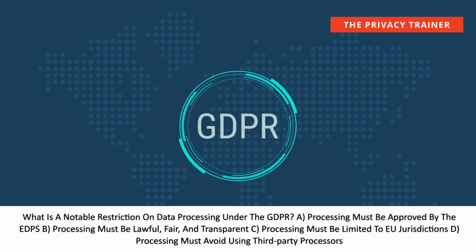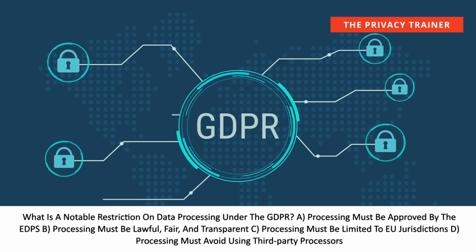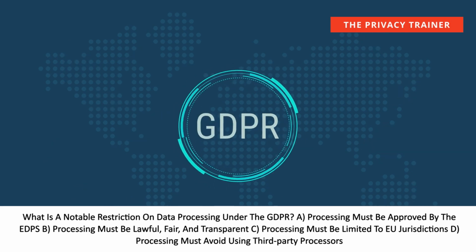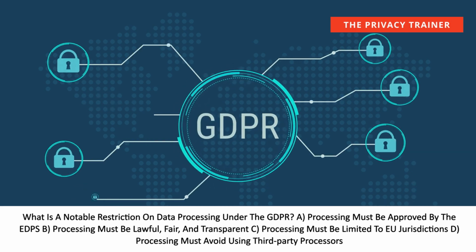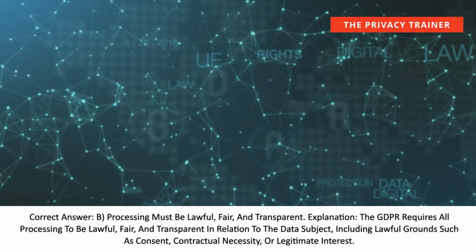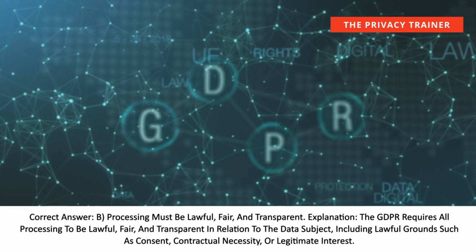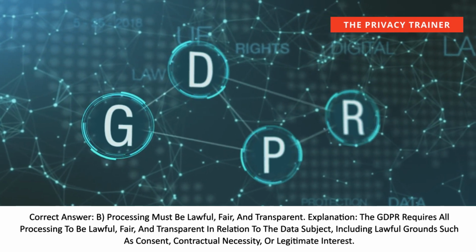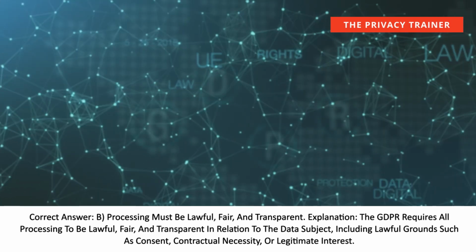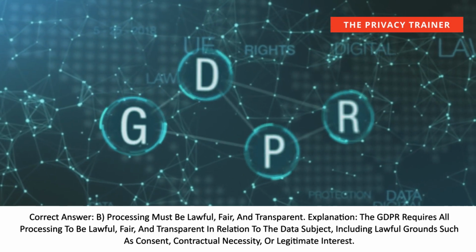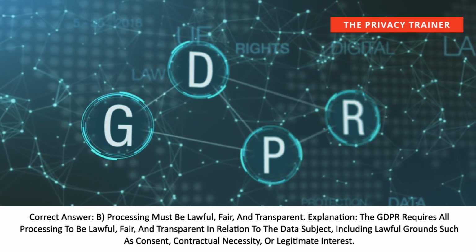What is a notable restriction on data processing under the GDPR? A. Processing must be approved by the EDPS. B. Processing must be lawful, fair, and transparent. C. Processing must be limited to EU jurisdictions. D. Processing must avoid using third-party processors. Correct answer. B. Processing must be lawful, fair, and transparent. Explanation. The GDPR requires all processing to be lawful, fair, and transparent in relation to the data subject, including lawful grounds such as consent, contractual necessity, or legitimate interest.